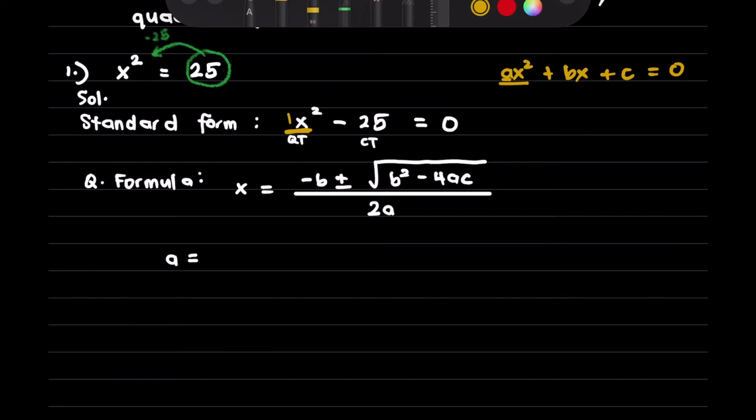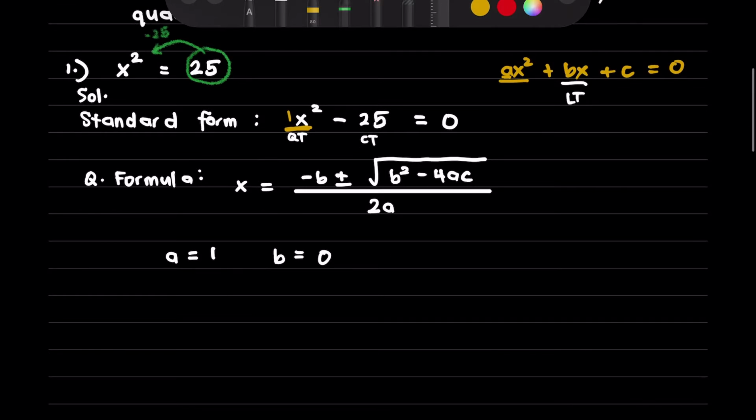So, let me write that one. That is invisible 1. Next, yung B naman natin. Yung B natin is nasa linear term siya. Ito yung katabi ng X. Since we do not have a linear term, so that means, ang ilalagay natin doon is 0.